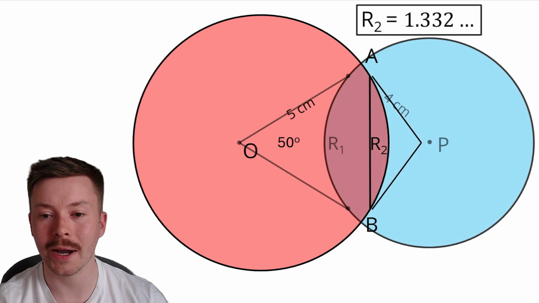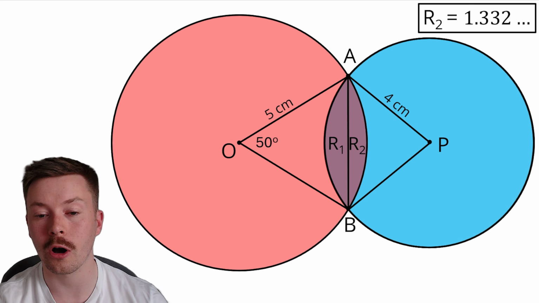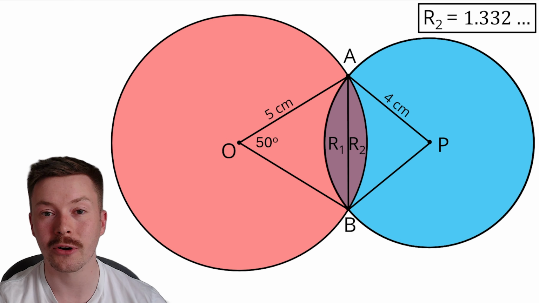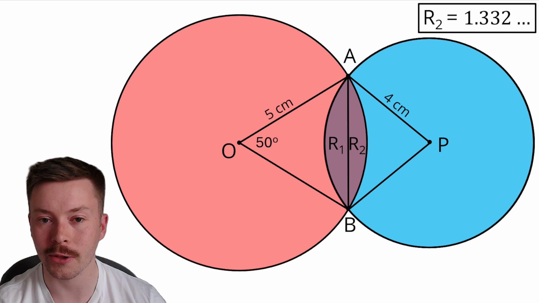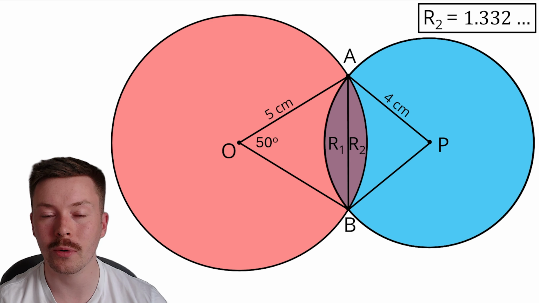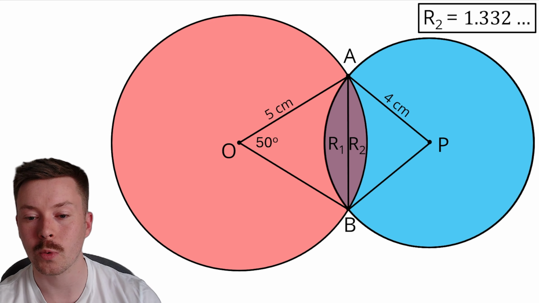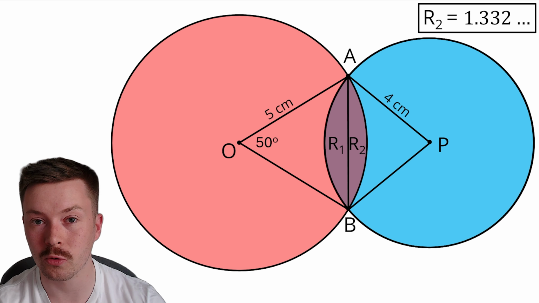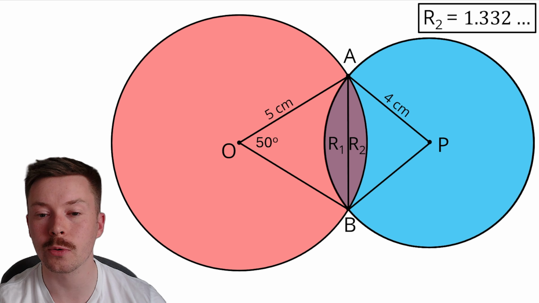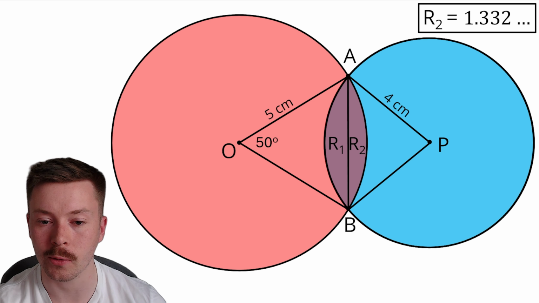Now, if we go back to the original problem, we have got R2. We now need to find R1, and you can see we're going to use a very similar method for that. There's just one problem in that we don't have an angle between AP and PB in the same way we had the 50 degrees. So what we need to do is figure out a way to work that angle out.